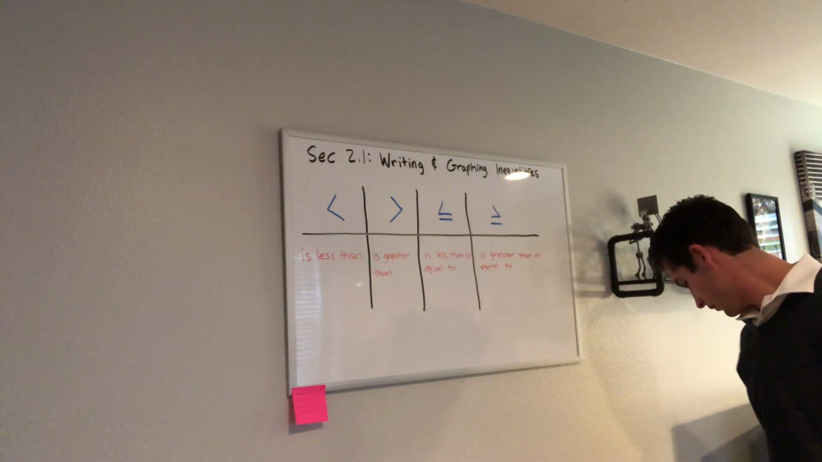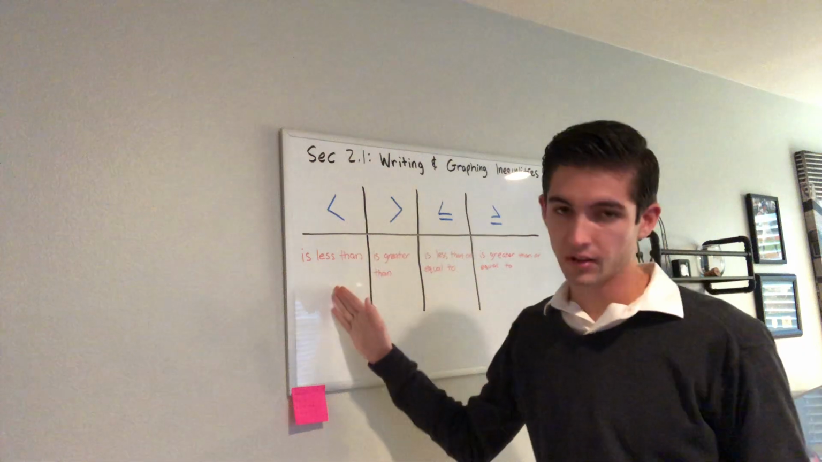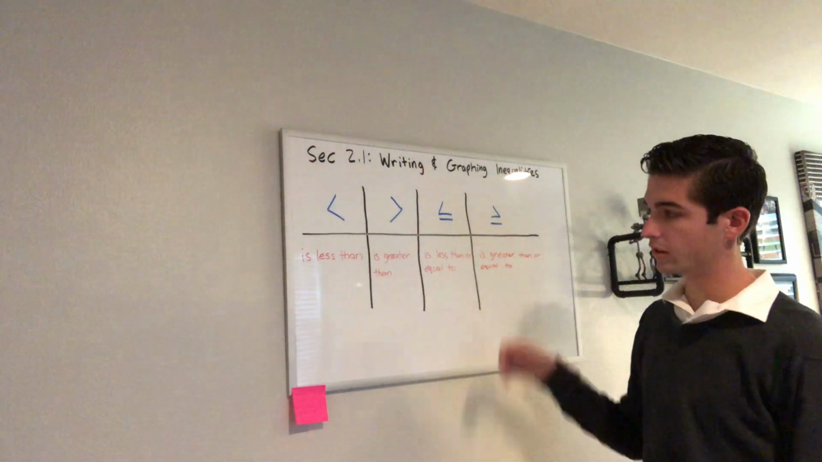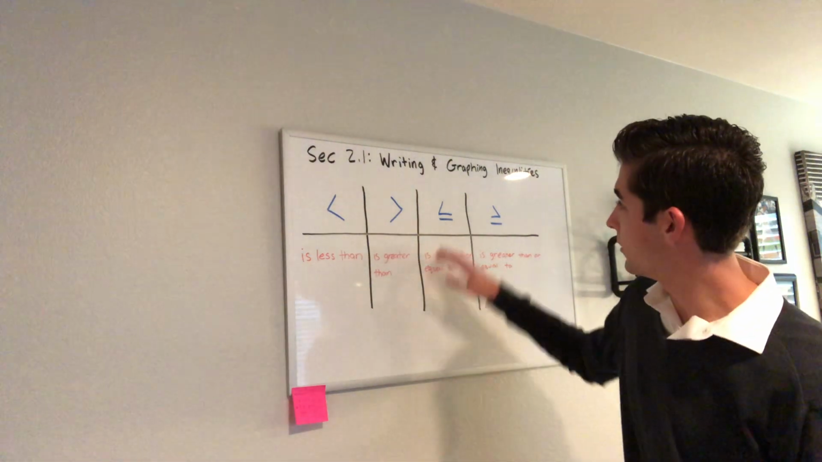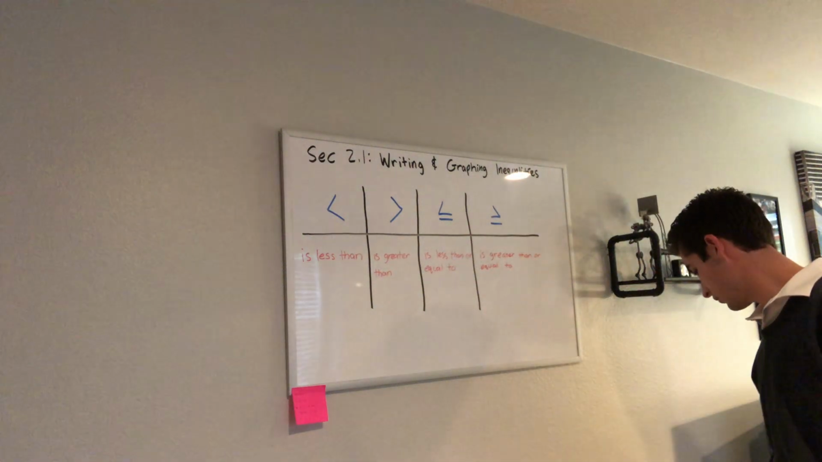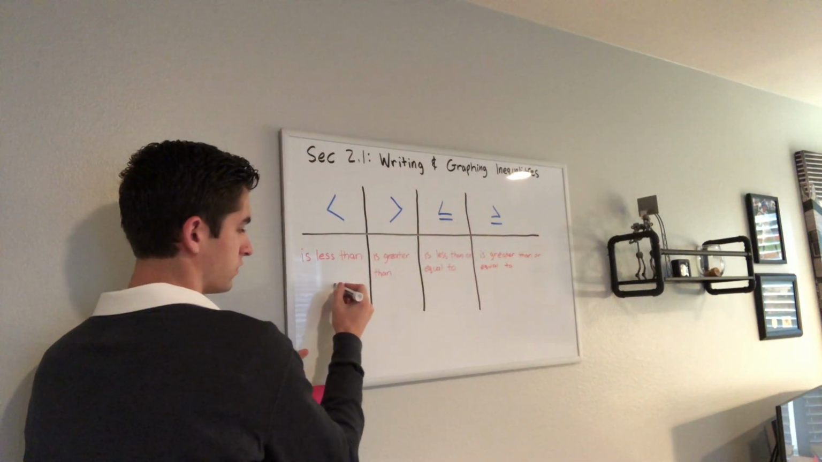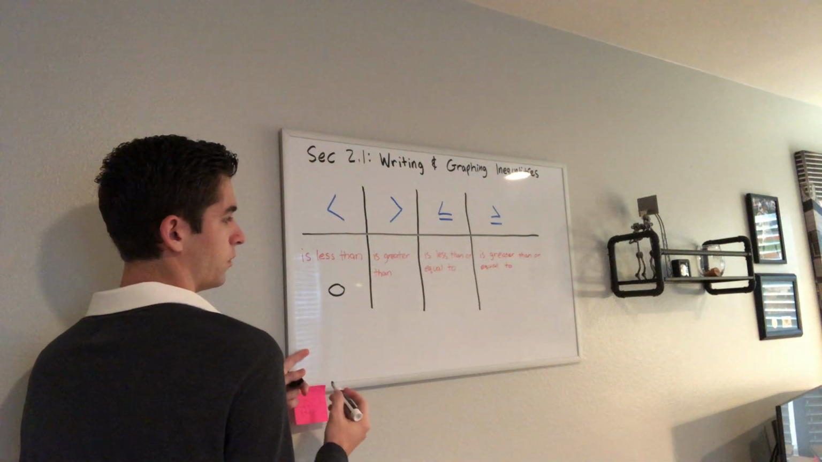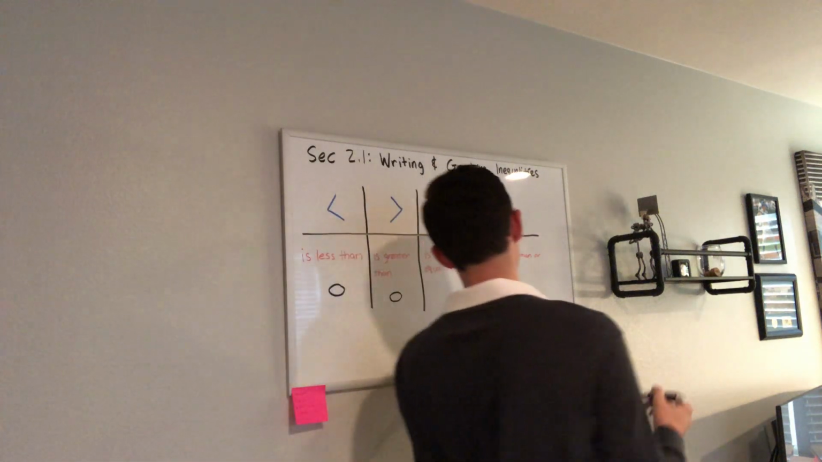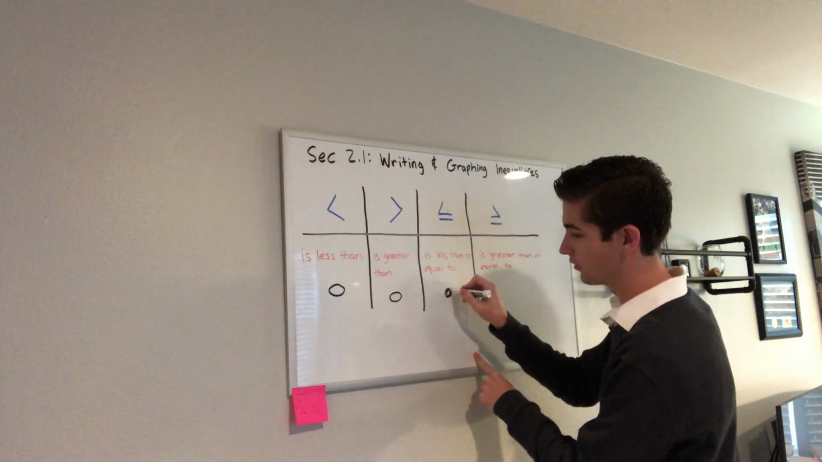An inequality is a mathematical sentence that compares two expressions using is less than, is greater than, is less than or equal to, or is greater than or equal to. When we graph the inequality, when we have is less than, we're going to use an open dot. When we have is greater than, we're going to use an open dot. But when we move over here to is less than or equal to and is greater than or equal to, we have to use closed dots.